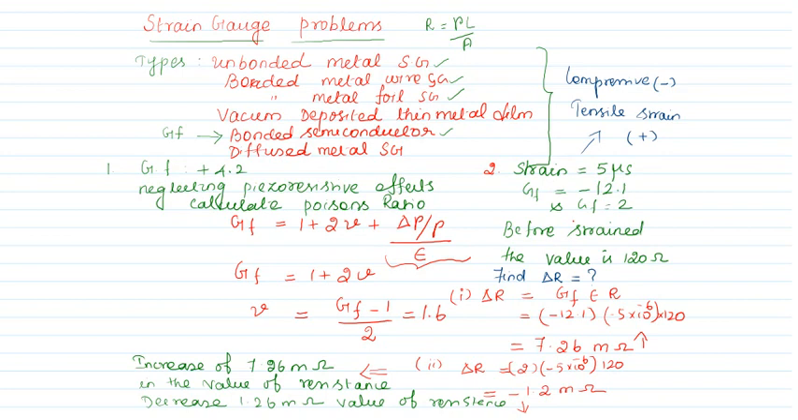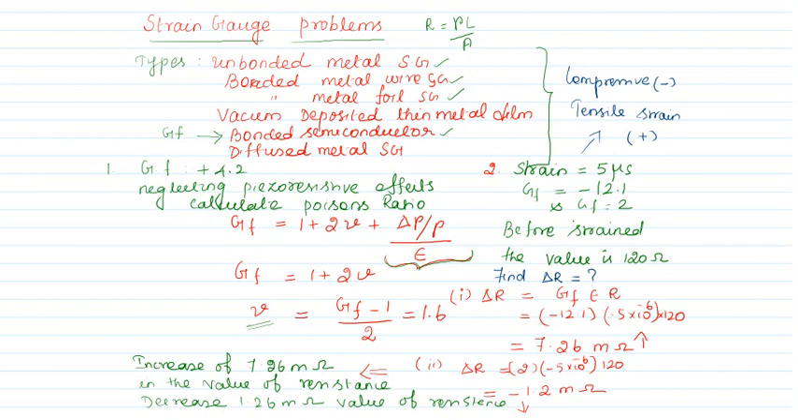The formula is gauge factor equals 1 plus 2 nu plus del rho by rho divided by epsilon. This is your piezoresistive effect, in the sense that this whole factor, del rho by rho divided by epsilon, will get cancelled. So you have gauge factor equal to 1 plus 2 nu. The question is to calculate the Poisson ratio, so nu equals (gauge factor minus 1) by 2. The gauge factor is 4.2. After substitution, you will have the Poisson ratio value as 1.6.